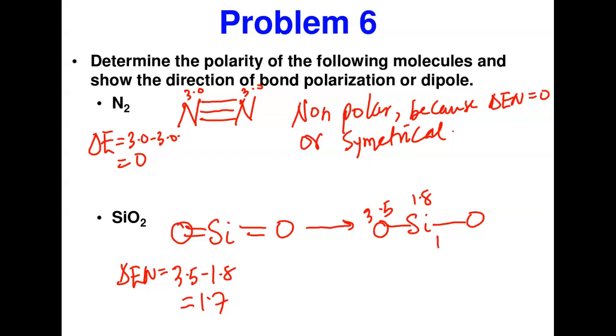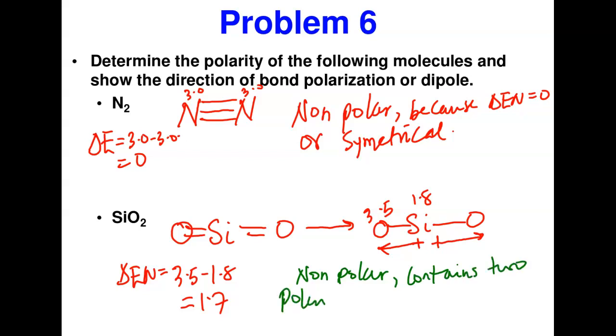What it means is that there is a polar bond going this way, and there is another dipole going this way. But because the same atom is attached on both sides of this molecule, these dipoles are going to cancel out each other. Therefore, this molecule is a non-polar molecule. So SiO2 is a non-polar molecule. And the reason why it's a non-polar molecule is because it contains two polar covalent bonds, but they cancel out.